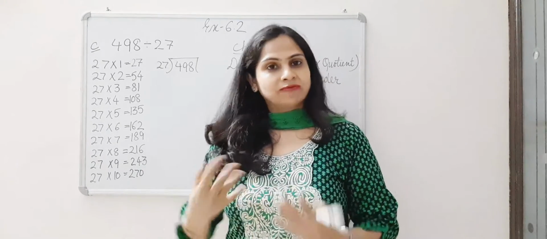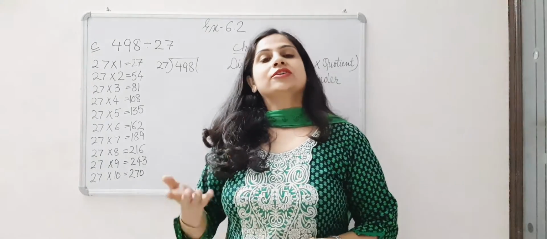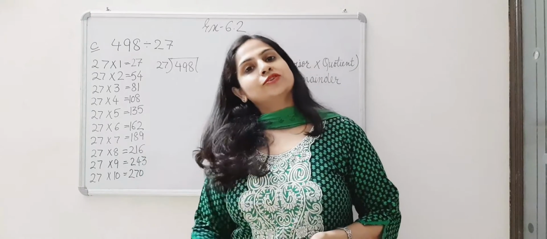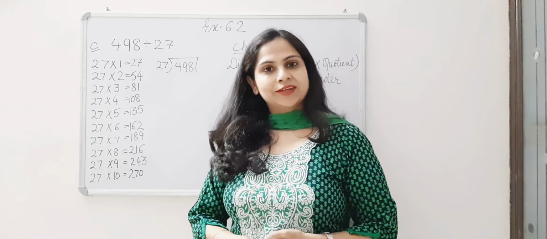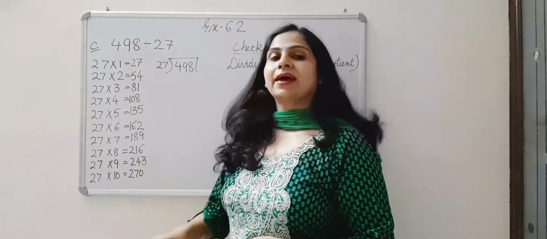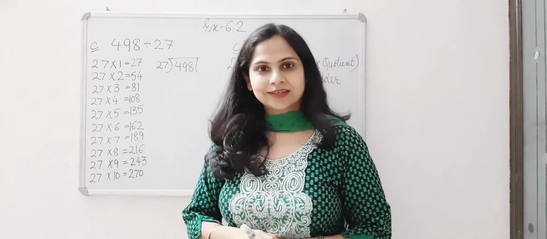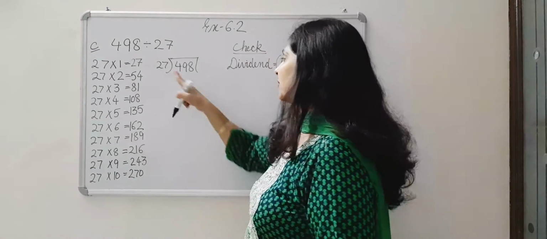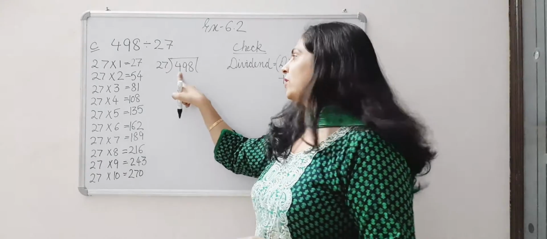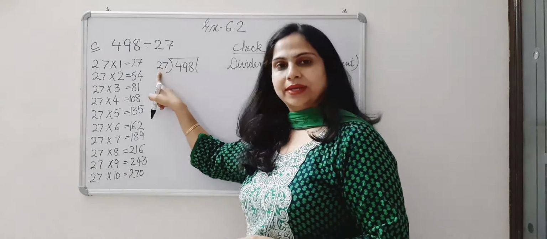Why do you have to multiply? So that your chapter of multiplication will also be revised in this way. Fine. So you will multiply yourself. Clear? Now let's start. We have to divide 498 by 27.